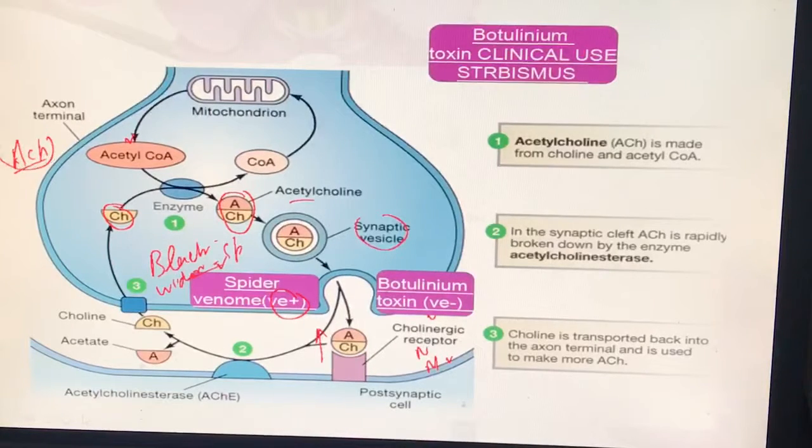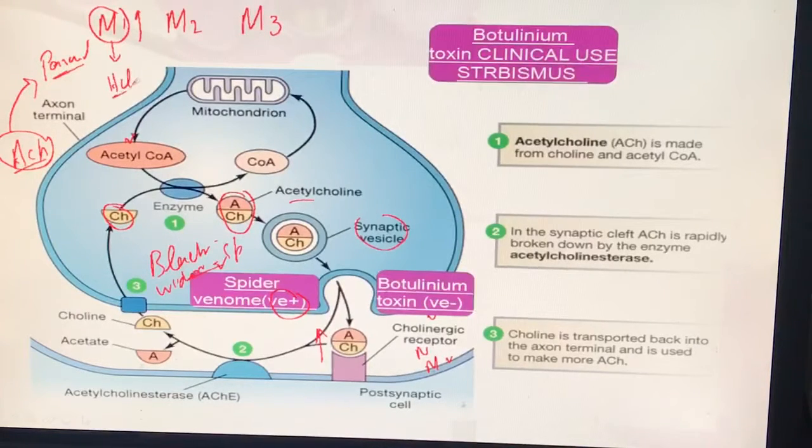If you increase the level of acetylcholine in your body, what happens with the parasympathetic system? All our parasympathetic system uses acetylcholine, with M1, M2 and M3 receptors. The function of the M1 receptor increases; all functions will be increased. What is the location of the M1 receptor? The M1 receptor is in gastric secretion, with more production of HCl.